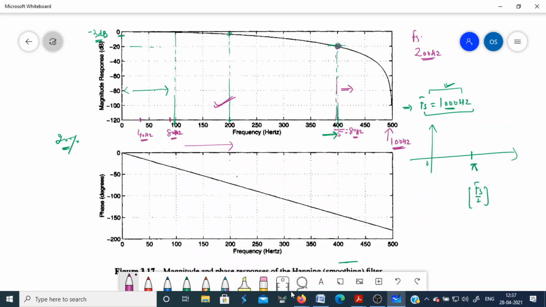Anyhow, you can increase the length of this window, the moving average window, to get more and more, or higher, attenuations. So we'll discuss next that if you take a moving window of length 8, then it will provide more attenuation in the desired passband.